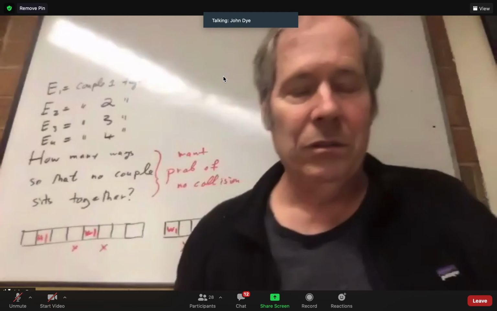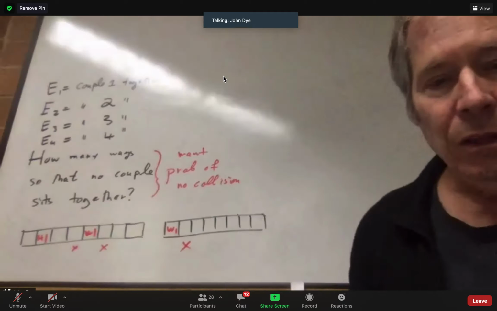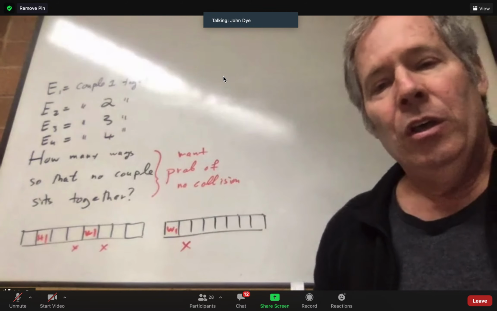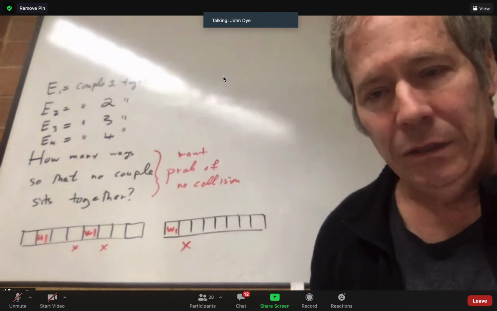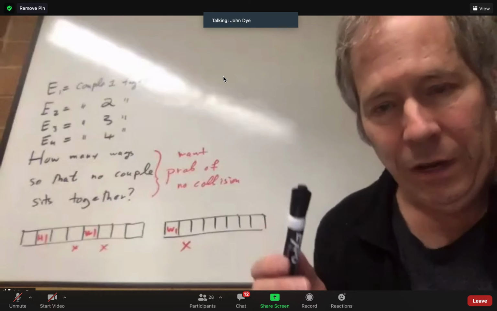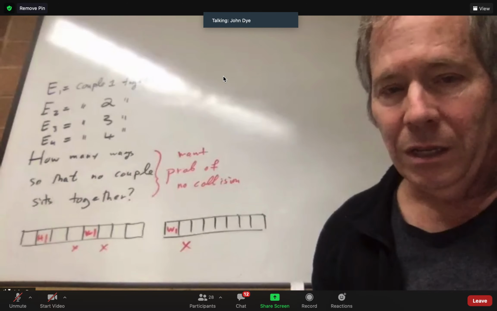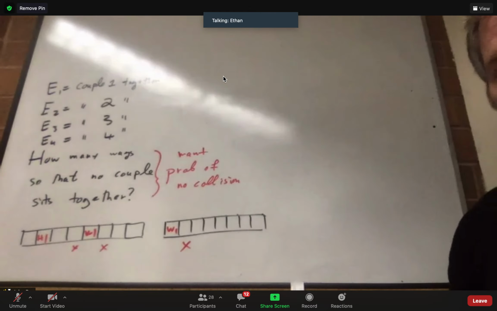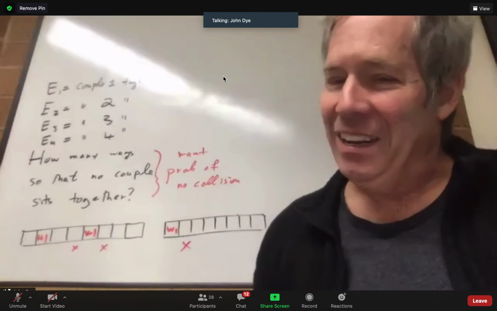We've got some events. Now comes the first crux. We're looking for the probability that no couple sits together. What would be the complement of that event? The complement of no couple sits together is all couples sit together. Or no, some couples sit together. At least one. Yeah, you have to use that term.